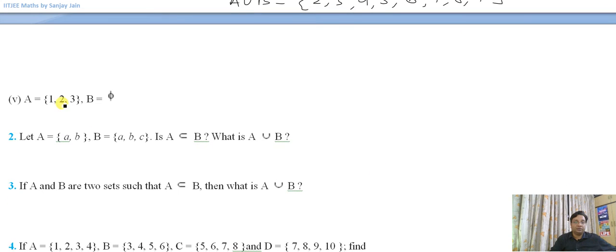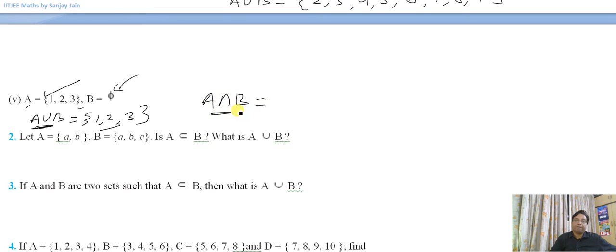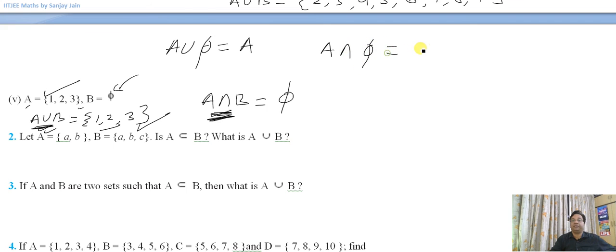Okay, now let me take the union here. A union B will be A itself, because this is an empty set, so there will be nothing in it. So if I write 1, 2 and 3 here, it is enough. So this will give me the intersection, and this will give me the union. And about the intersection, there is nothing in common, so it will return phi. This we already know, that A union phi will give me A, and A intersection phi will give me phi.